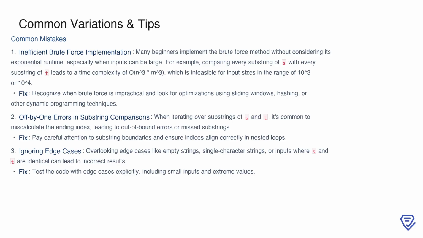or dynamic programming. Another frequent mistake involves off-by-one errors in substring comparisons. For example, miscalculating the ending index can lead to out-of-bound errors or missed substrings altogether. To avoid this, always pay close attention to the boundaries of your substrings and ensure that your indices align properly in nested loops. Lastly, edge cases are often overlooked, such as empty strings, single character strings, or cases where S and T are identical. Testing your code explicitly with these edge cases is essential to prevent incorrect results.